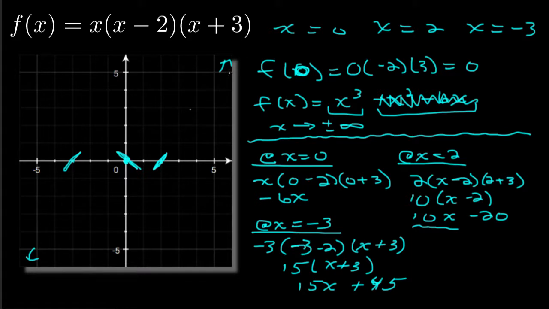So if I connect my two end behavior arrows with the behavior near these three roots, I can sketch a rough graph of what the polynomial looks like. It's going to travel through this root in a positive linear fashion. It's going to turn around at some point, come through this root in a negative linear fashion, turn around at some point and come up through that root in a positive linear fashion, and then going upwards in that direction.